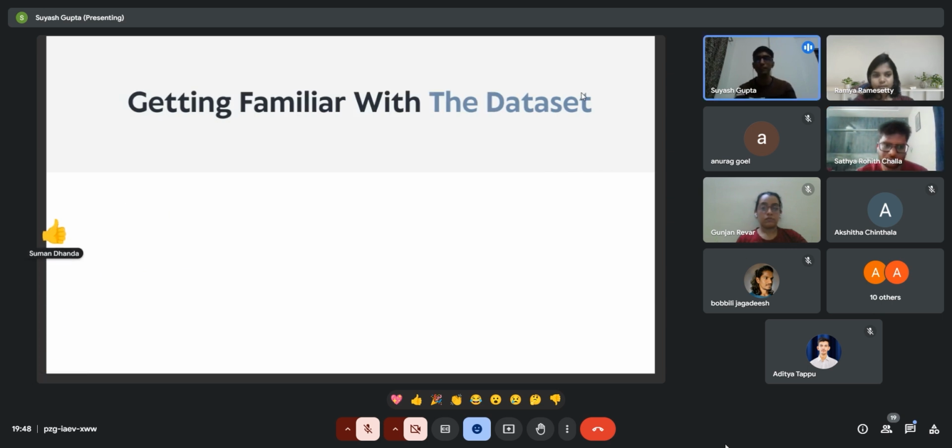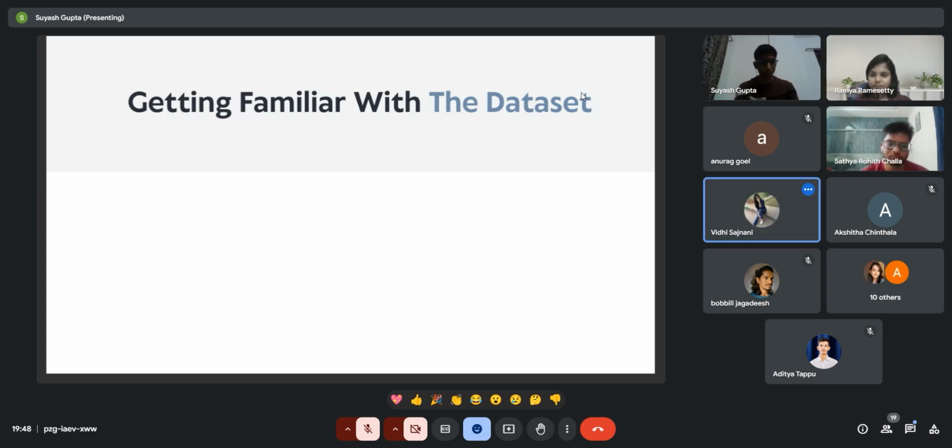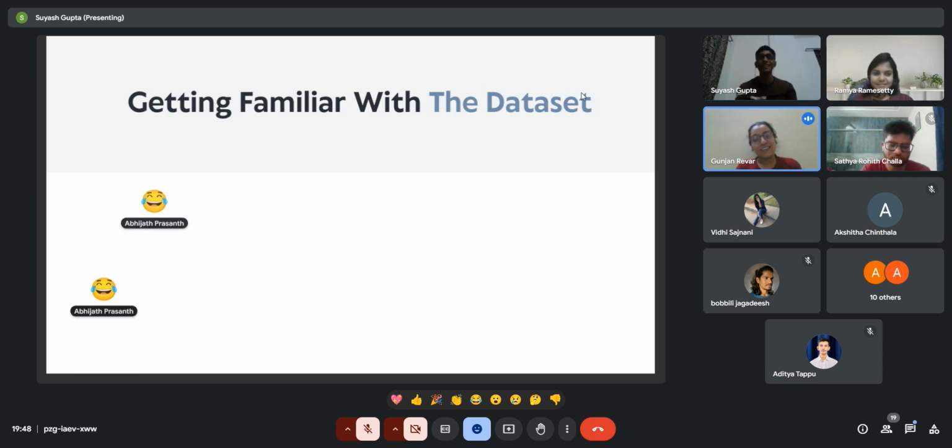It is getting familiar with the data set. Can anyone provide context why we should familiarize ourselves with the data? We can just get the data and try working with the visualization and all the measures, whatever we have to do. Why should we familiarize ourselves with the data set? If we don't, then what will happen? We need to check the data set first.